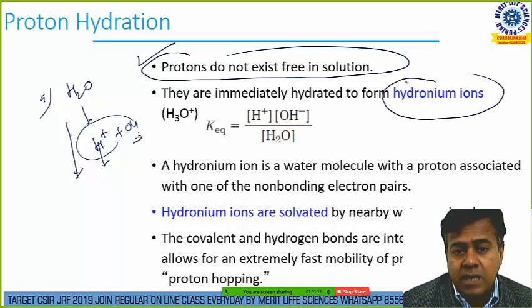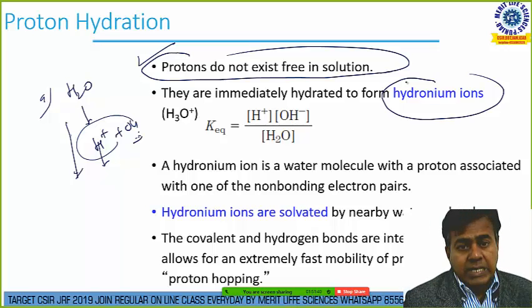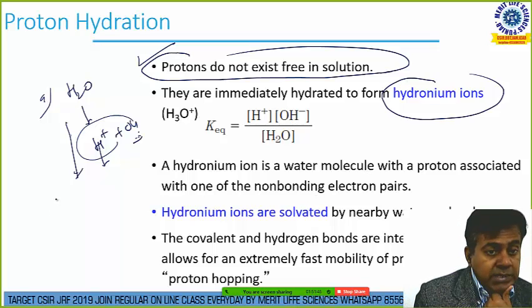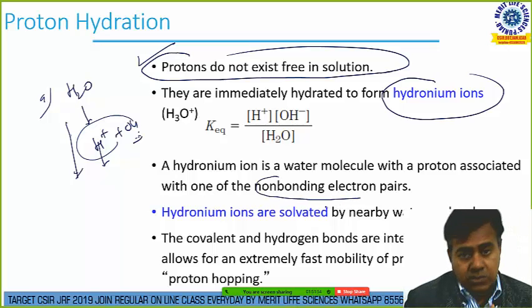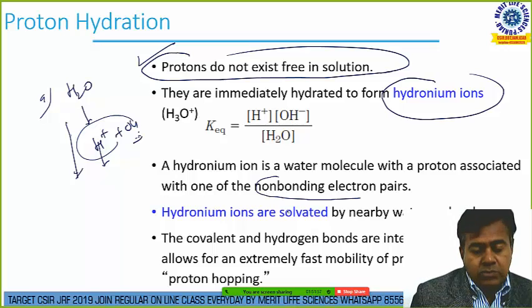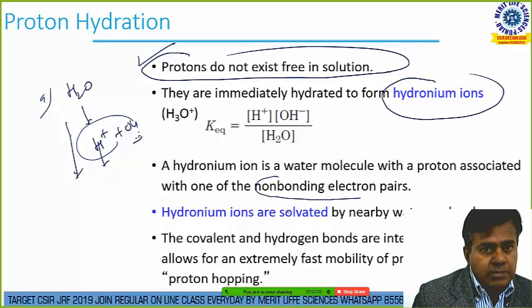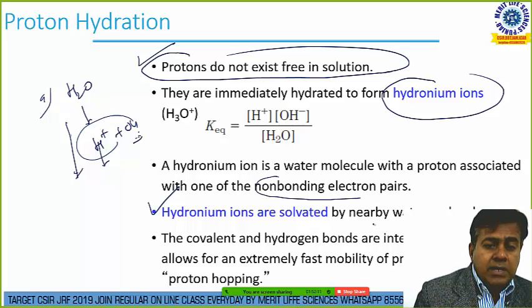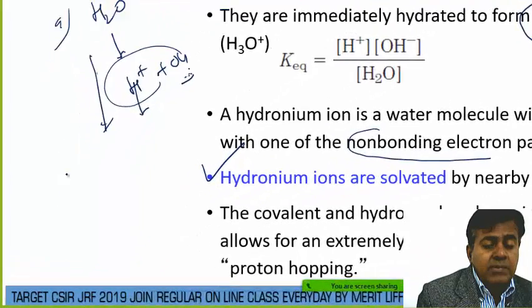Hydronium ion is a water molecule with a proton associated with one of the non-bonding electron pairs, and you will not be surprised if sometimes CSIR people ask the structure of H3O+, right? Because they are saying non-bonding electron pairs, right? So we are not going to discuss that chemistry part, but a lot of chemistry is involved, and it's really fascinating to know. So hydronium ions are solvated by nearby water molecules, and that's what you can expect in the form of lots of formation of hydrogen ion.